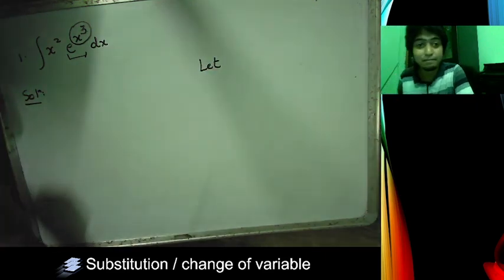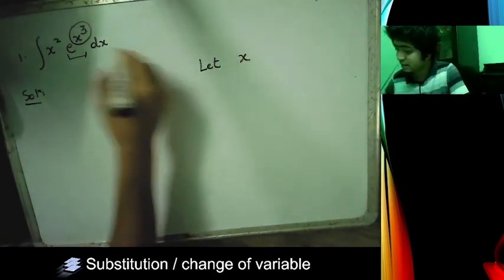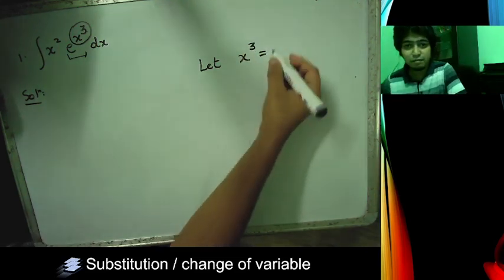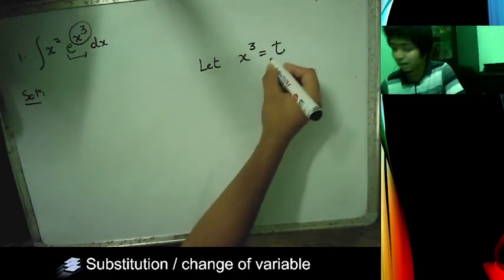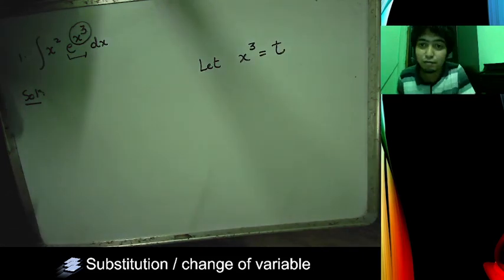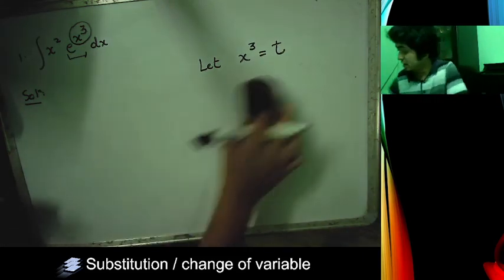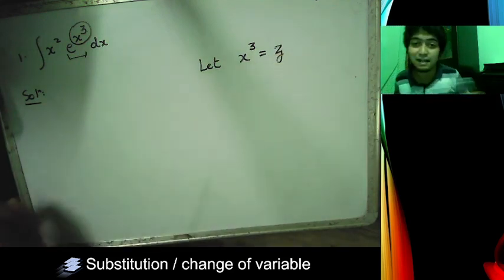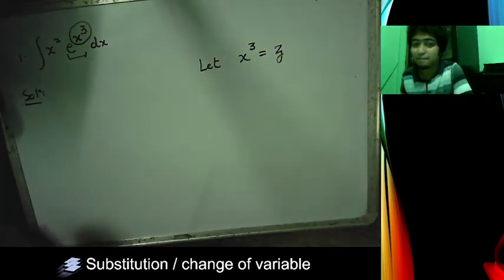So we will substitute x cubed by another variable. Some of you can write this one by t, you can write it by z, whatever way you like. But I'm used to writing it as z. So I will write it as z.